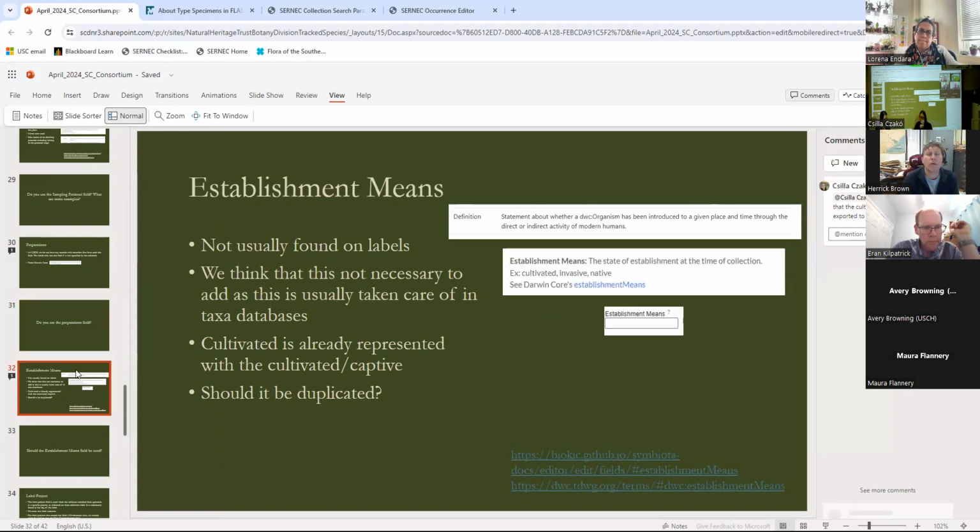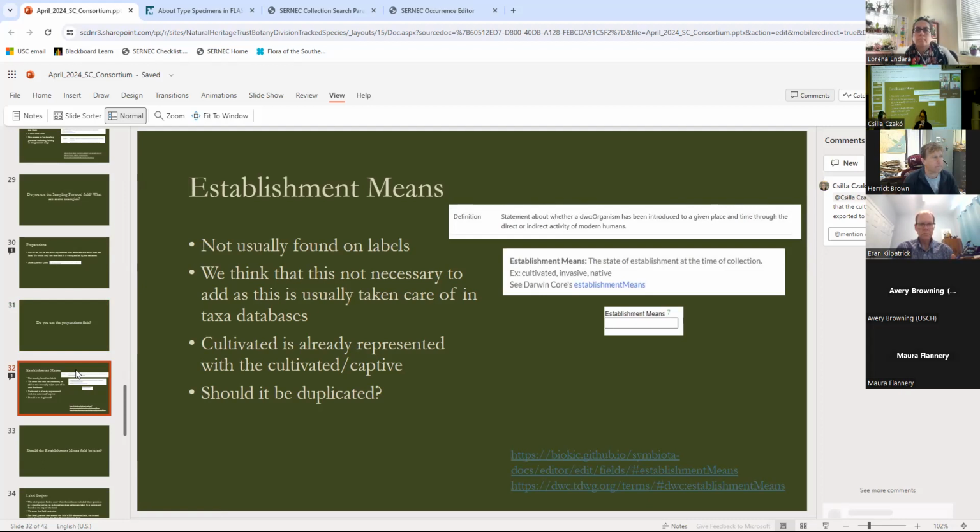So establishment means comes back to what we were talking about with cultivated and captive. I was very confused about this because again, I feel like this is not specimen related. This is taxa related. Also, I found out that if you select something as cultivated and captive, it's not actually included or distinguished in the download, which is why they were saying that you could write cultivated in establishment means, but then you're duplicating your effort.